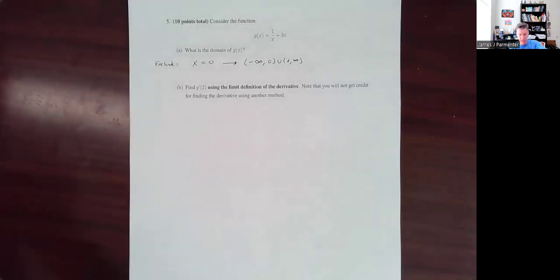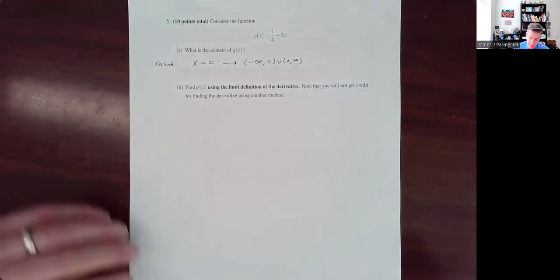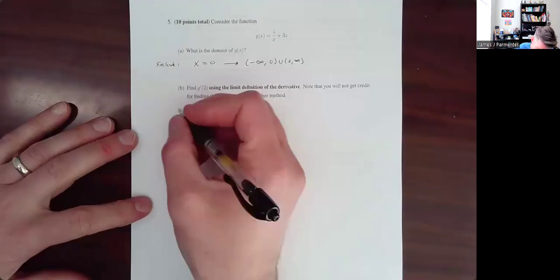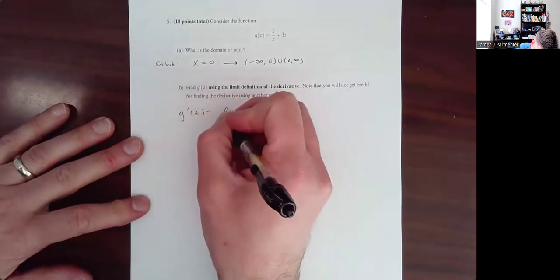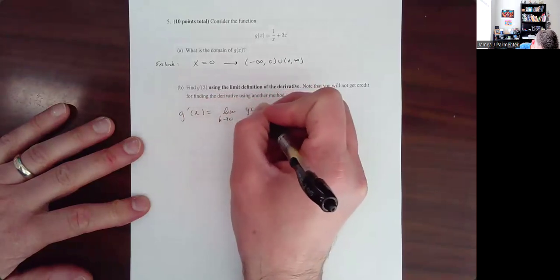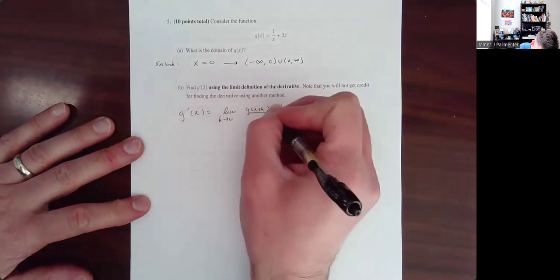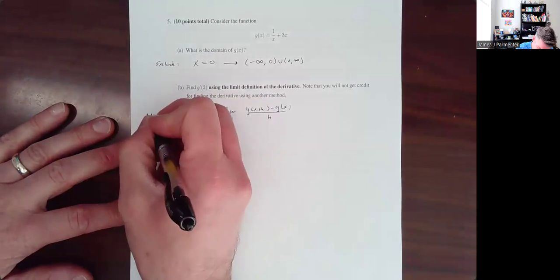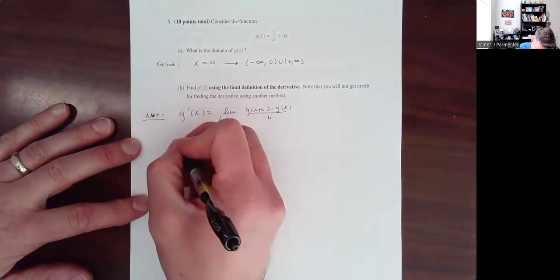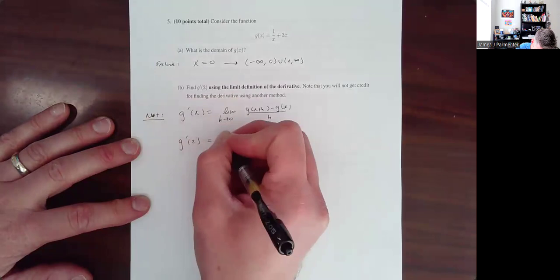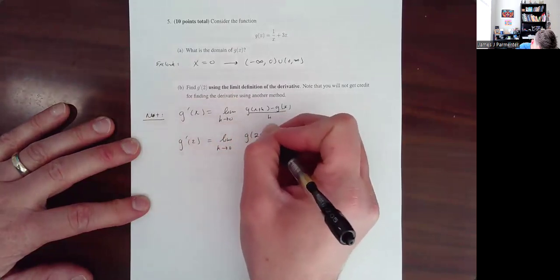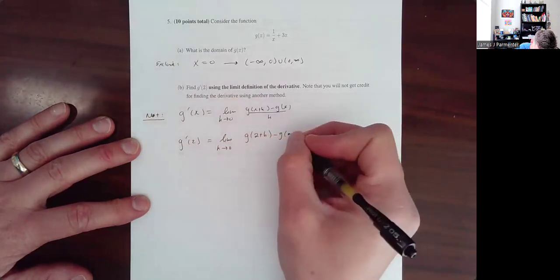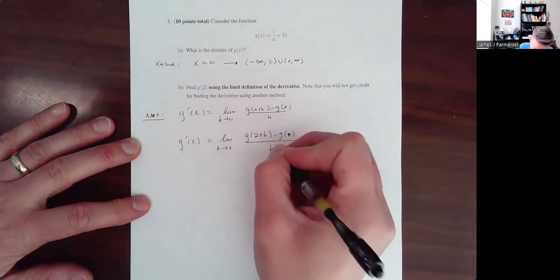Find g prime of 2 using the limit definition. So I will point out, I don't want to find g prime of x equal to the limit as h goes to 0 of g of x plus h minus g of x over h. Not this. What I want to do instead is find g prime of 2 as the limit as h goes to 0 of g of 2 plus h minus g of 2, all over h.